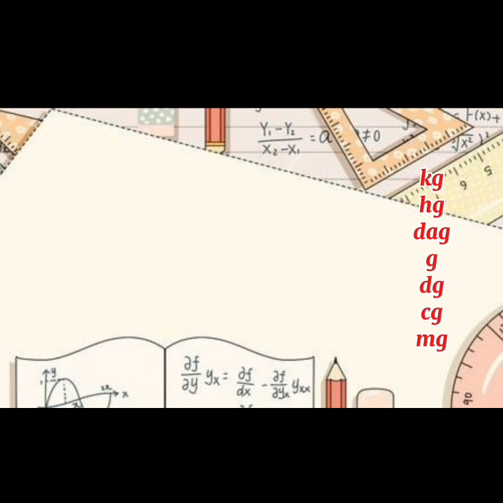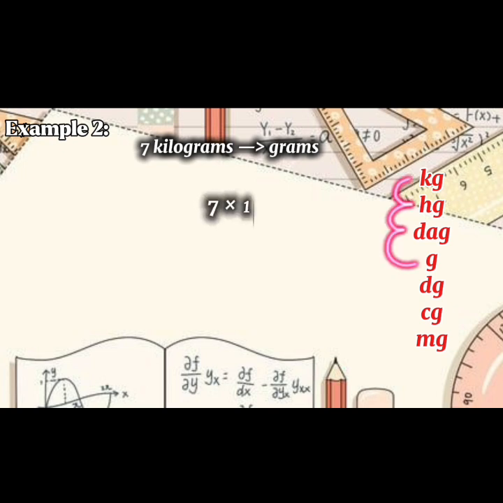Let's move on to example 2. Example 2 is convert 7 kilograms into grams. So this will be 7 kilograms times 1,000 is equal to 7,000 grams. Remember, just like with length, when you move upward, you divide. When you move downward, you multiply.